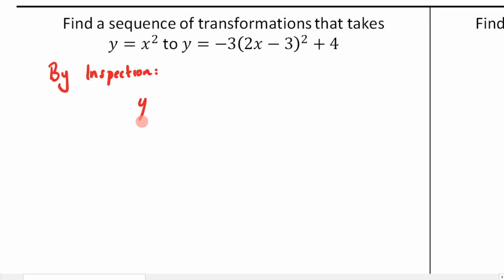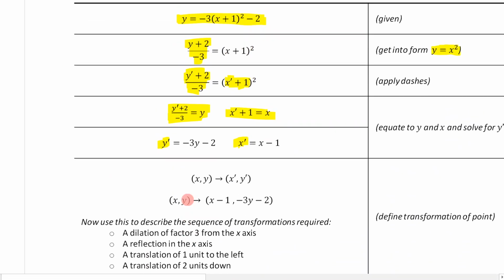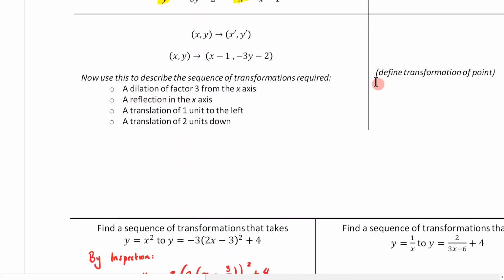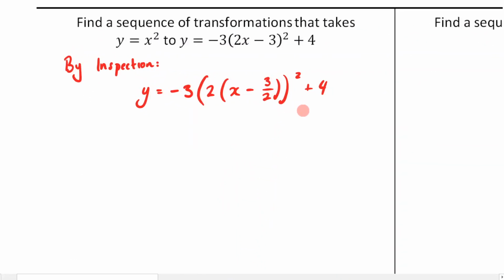What do I mean by that? I'm going to take 2 out, and that's going to leave me with this. So if I just cast your memory back all the way up here, we have this very important line, which says, when determining transformations by inspection, ensure you factorize inside the function first. That's what we're doing here, and that's why it's so important that you do this. You'll see why soon.